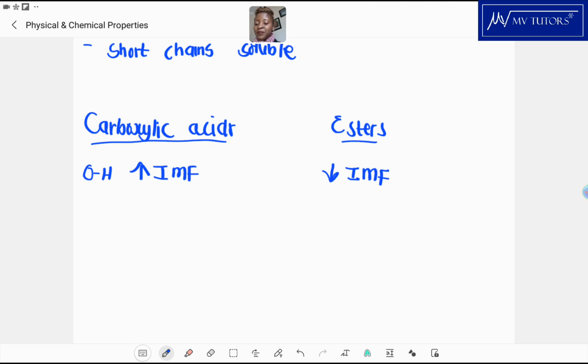All right, so what else? Carboxylic acids are soluble in water. And for esters, it's only short chains that are soluble in water.